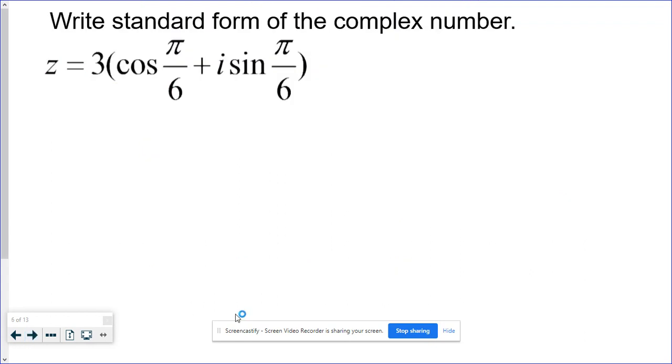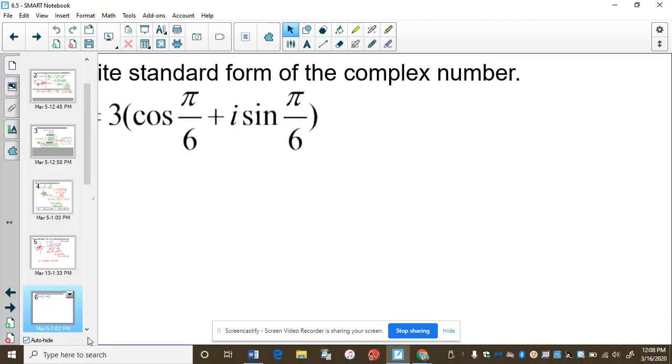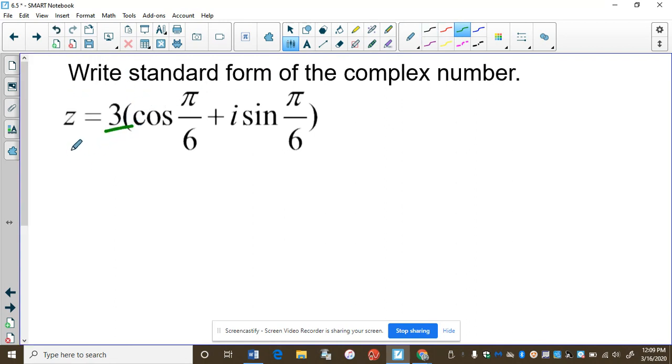Now, we've got a problem here that says write the standard form of this complex number. So here, this number is given in its polar form, right? Where this is r, so r equals 3, the modulus is 3, and theta is pi over 6.